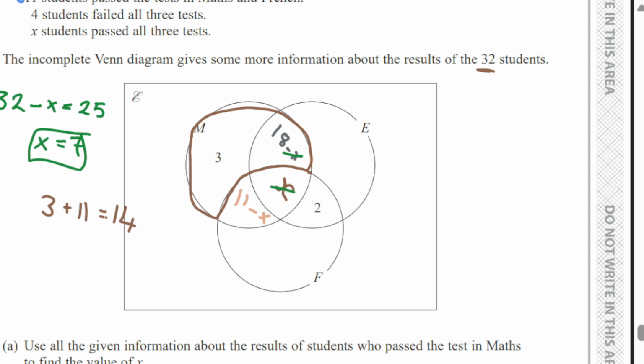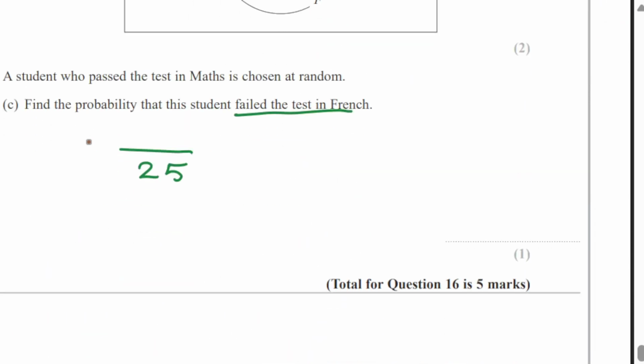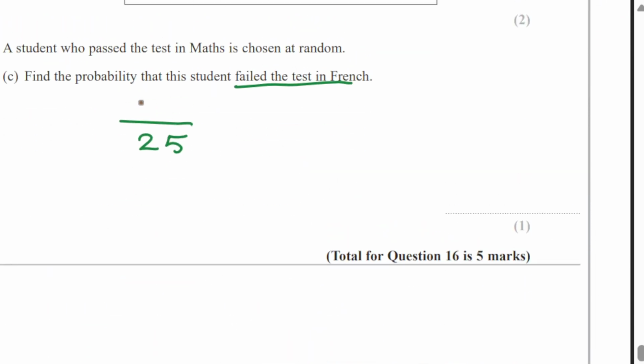So the probability of a student who passed math and failed French is just going to be 14 over 25. Did they ask you to write it in percent? No, just leave it like that. And that's it for this question. 5 nice marks. Was it easy?